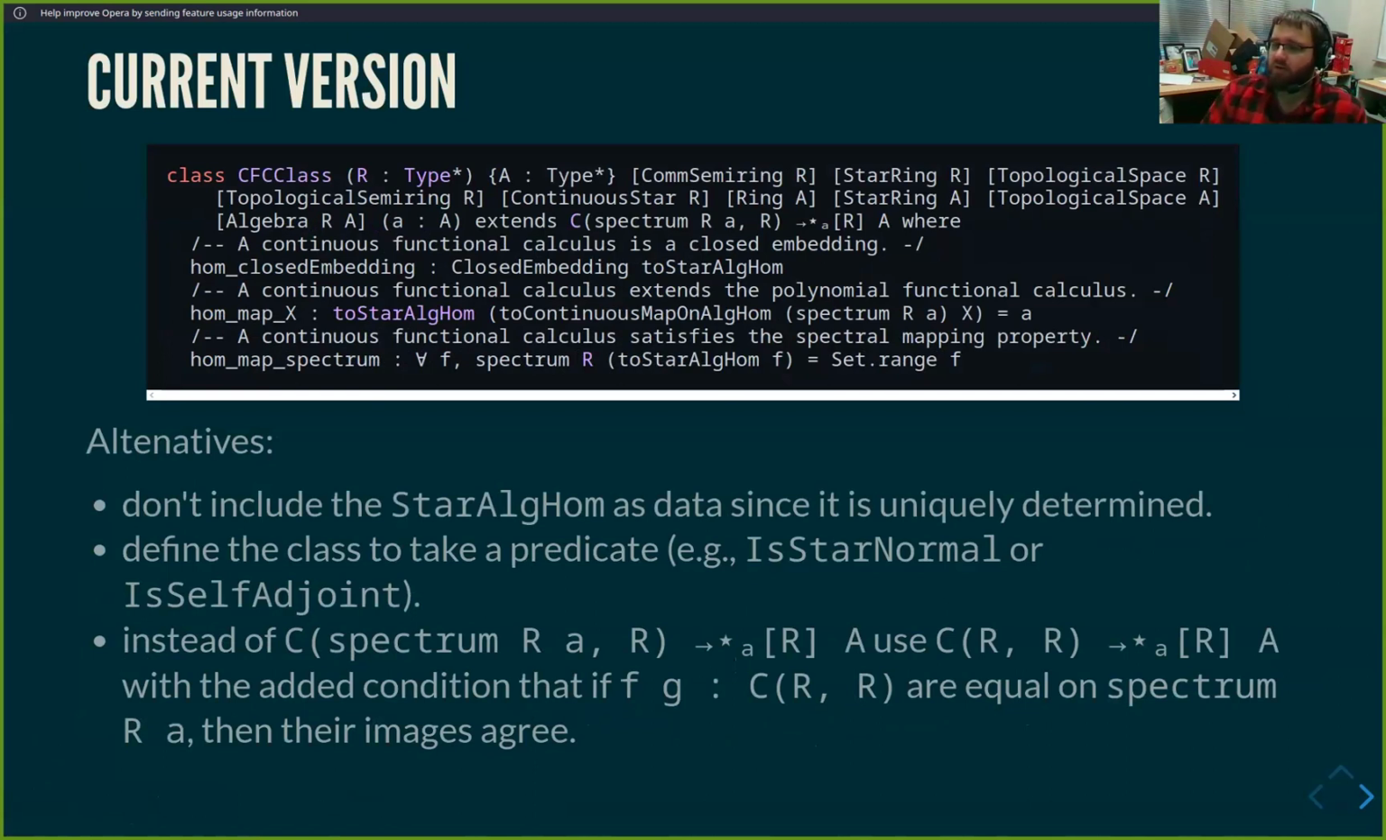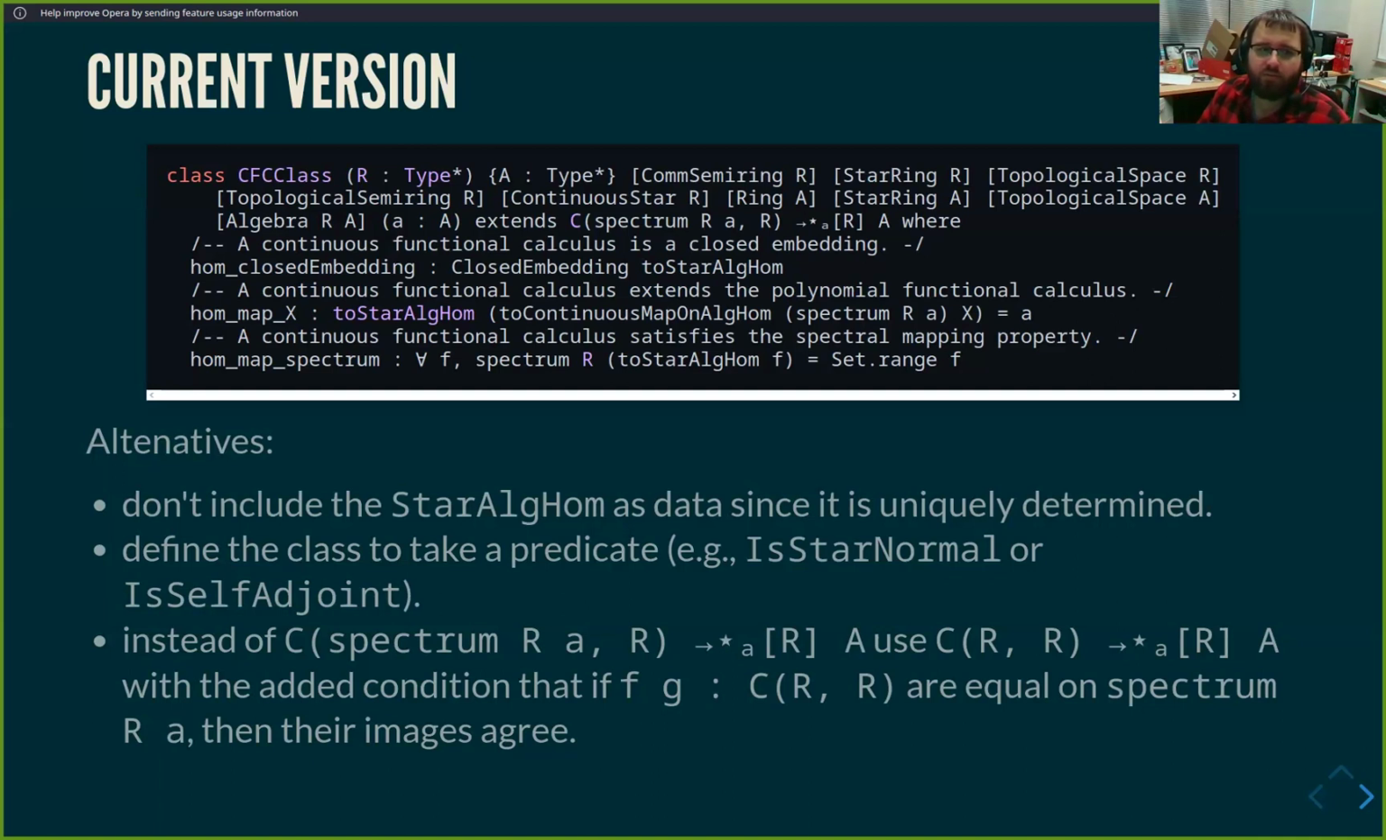One is we could just not include the star algebra homomorphism as data, because actually that star algebra homomorphism is uniquely determined by those three properties. And then you don't have this data. You can have this class just give you this star algebra homomorphism that's uniquely determined. And it's uniquely determined by the Stone-Weierstrass theorem, basically.